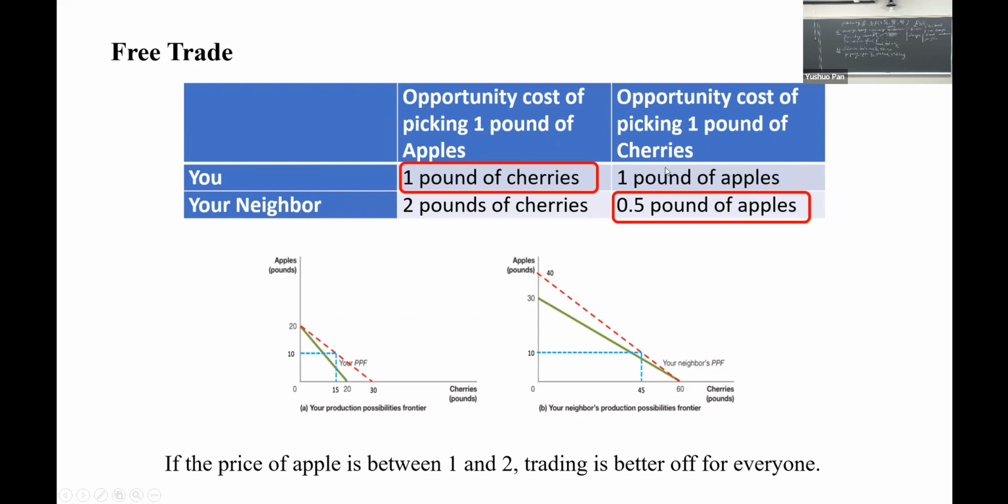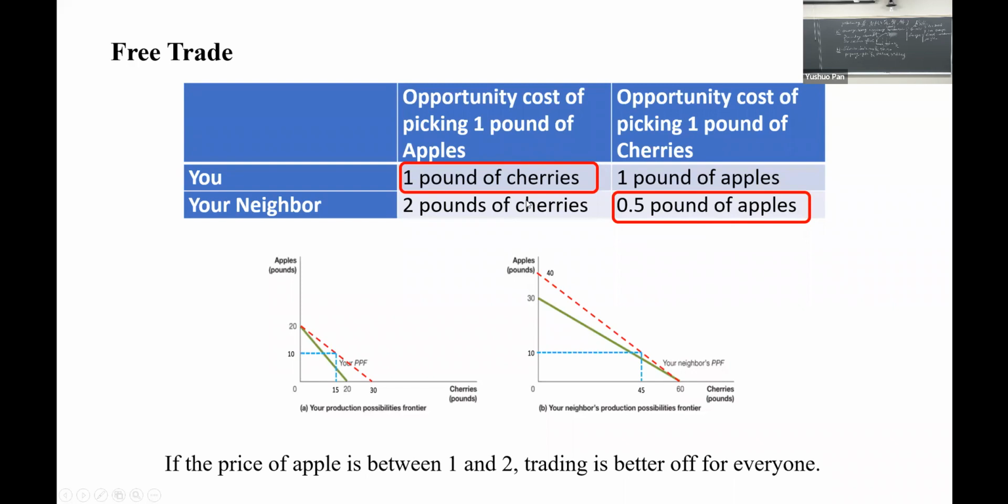Now, after we find these four numbers, we can compare the opportunity cost of picking 1 pound of apples. For your neighbor, the opportunity cost is 2 pounds, but for you it's only 1 pound, which means your opportunity cost compared with your neighbor is lower, which means you have a comparative advantage over your neighbor in picking apples. Then compare the opportunity cost of picking 1 pound of cherries. Of course, your neighbor's opportunity cost is lower than yours. 0.5 is smaller than 1. So your neighbor has the comparative advantage in picking cherries.